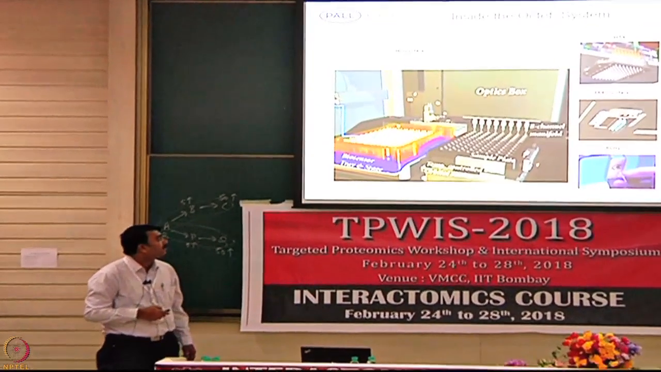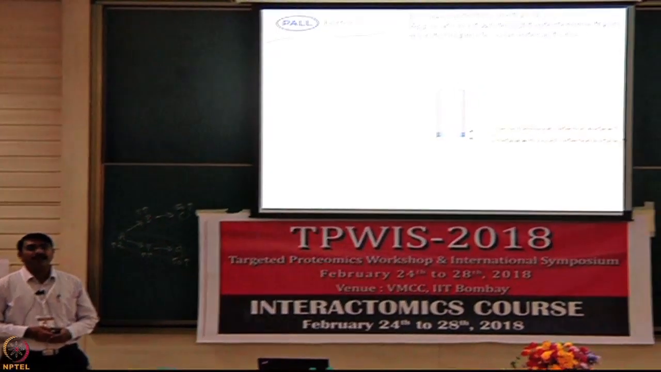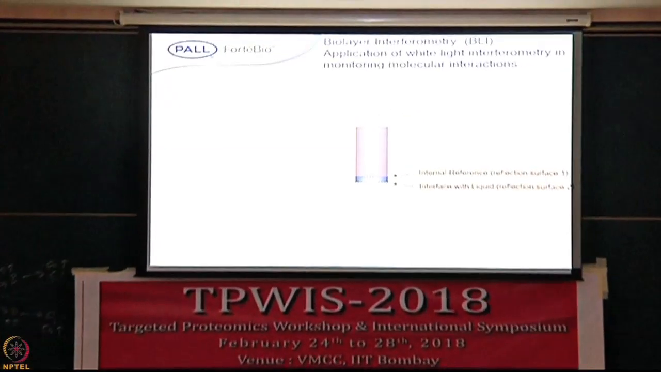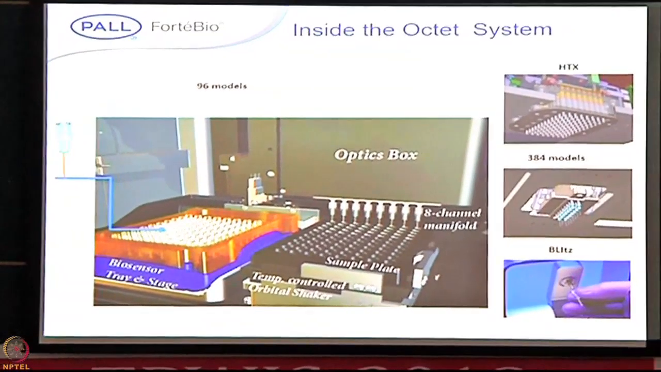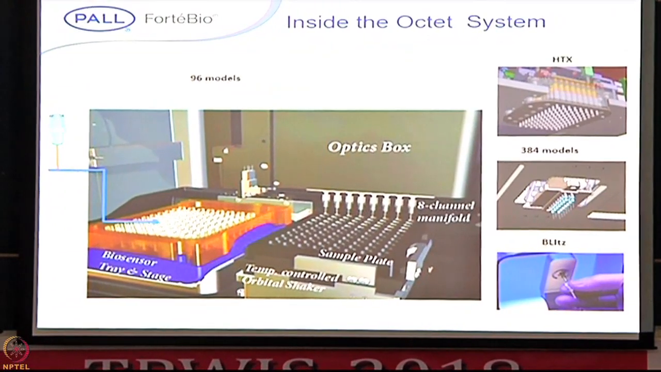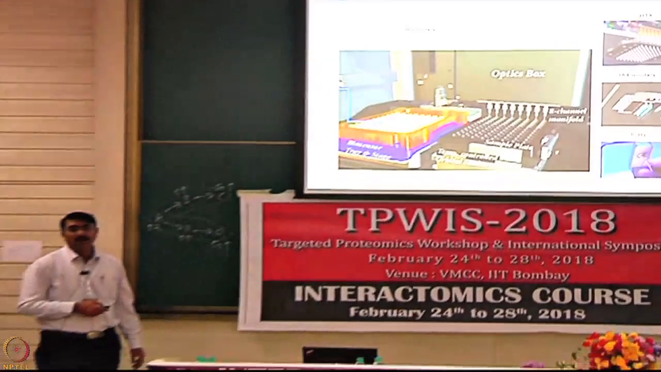Also, we even have two channel automated instruments. So how exactly, what is the principle behind this? As I mentioned, it works on interference. Sorry, going back to that previous slide, is the right hand the on rate and the left hand the off rate, or how are you doing binding and then how are you looking at dissociation?